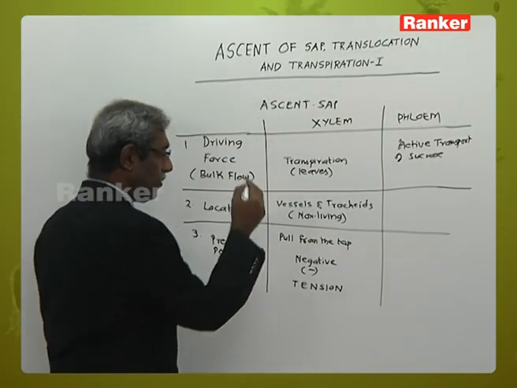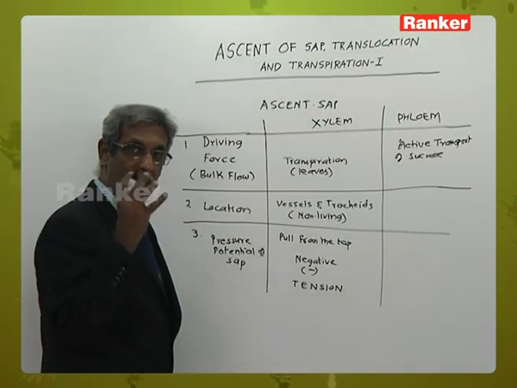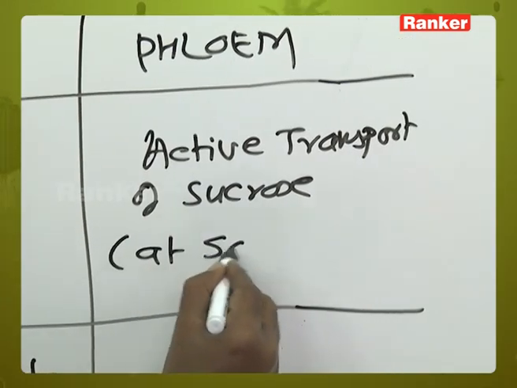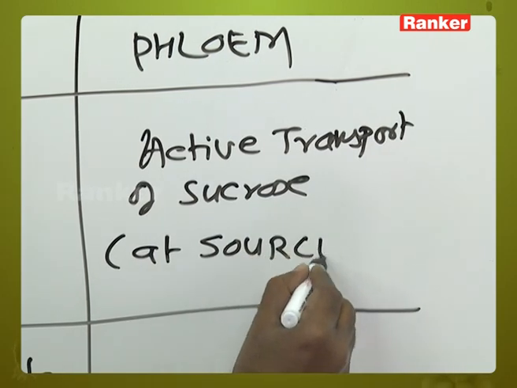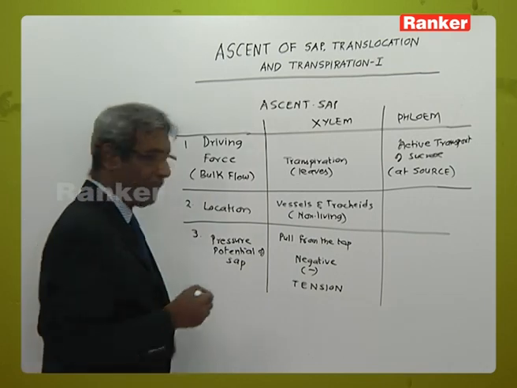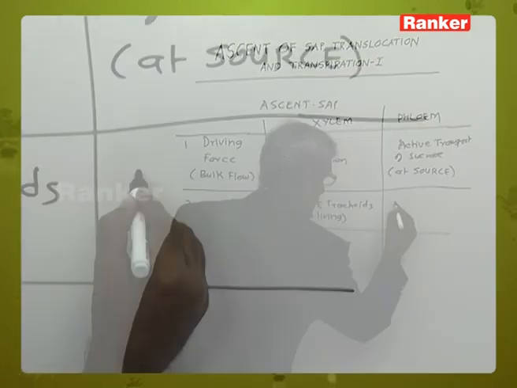The active transport of sucrose occurs at the point where it is manufactured, that is the source. So, you call it as at source. Then B, we have the location, it is present in the living tracheids.